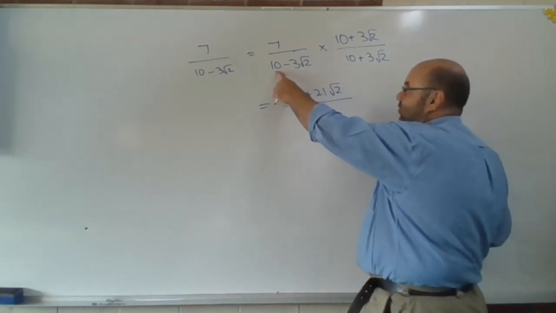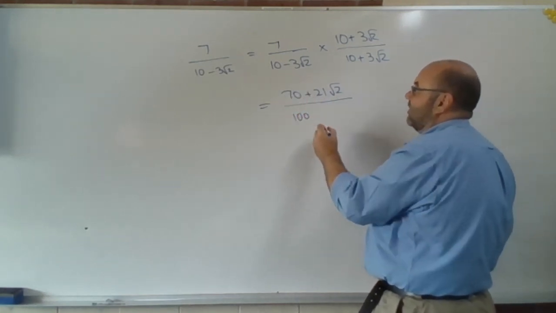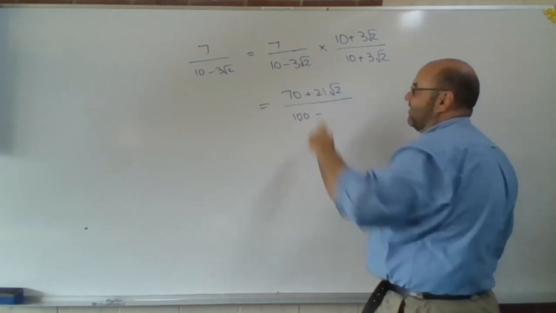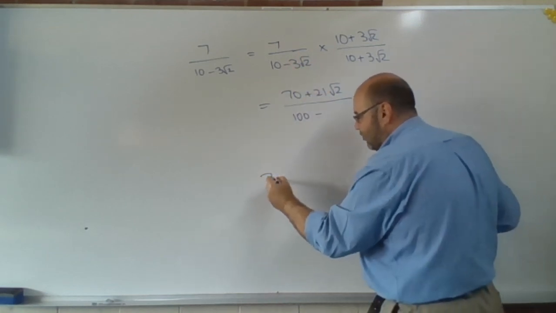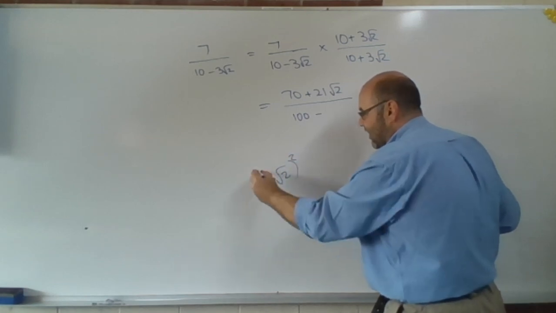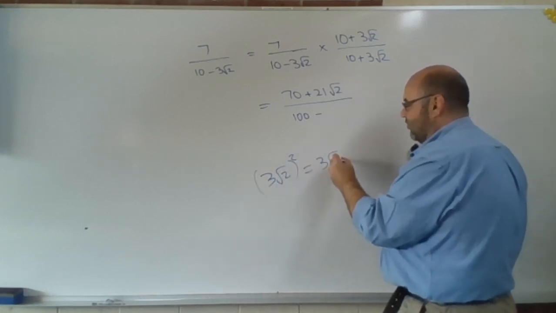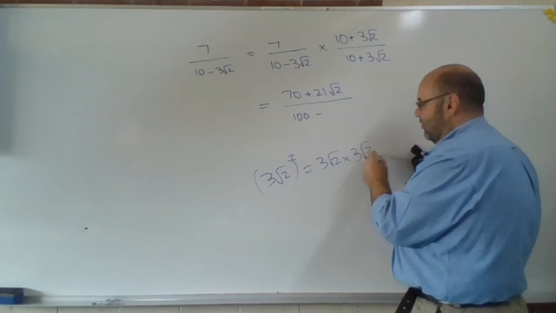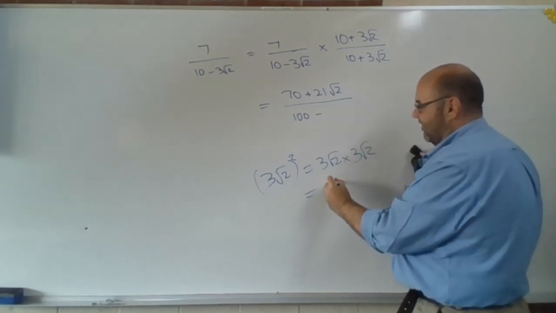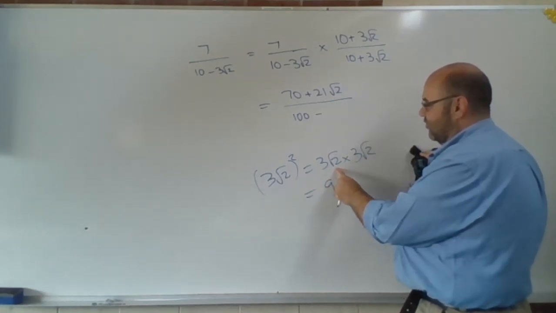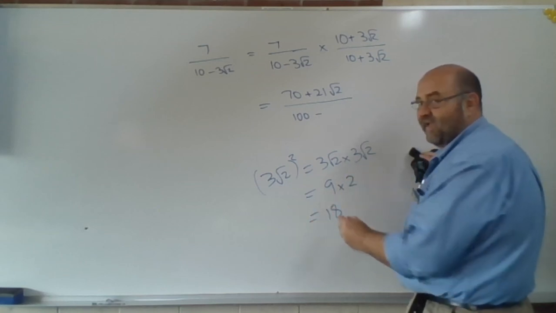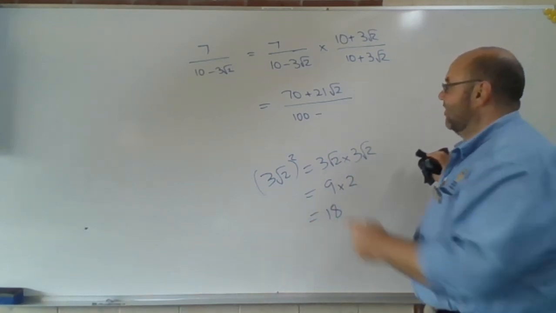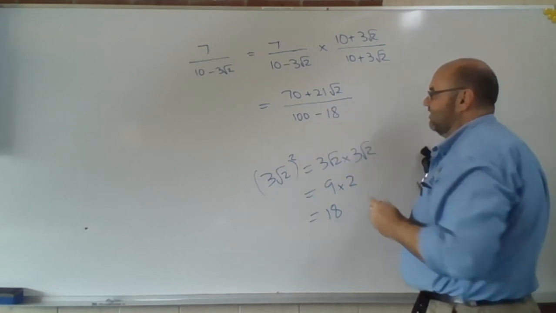It's going to be that number squared, which is 100, minus this number squared. Put a little thought into that. What is 3 root 2 squared? Well, that's 3 root 2 times 3 root 2. 3 times 3 is 9. Root 2 times root 2 is 2. That's going to give me 18. Okay, so it's 100 minus 18.